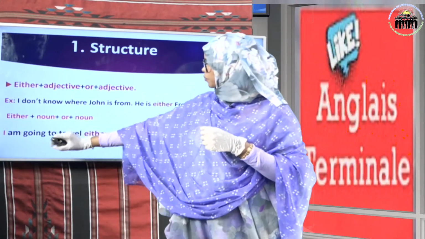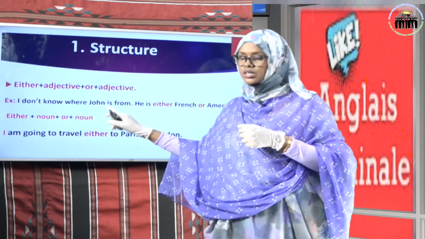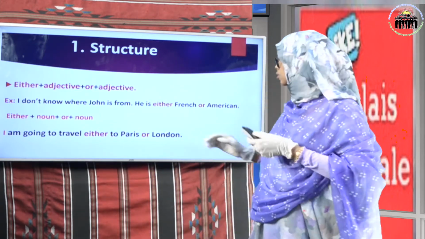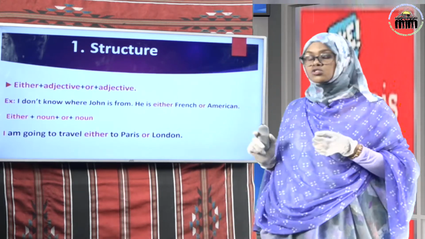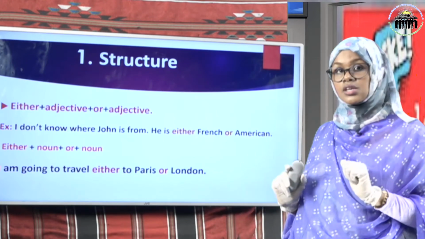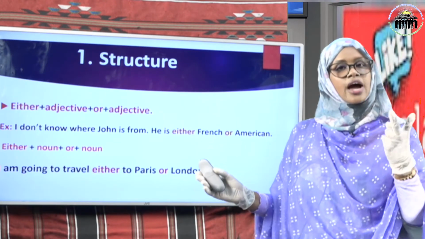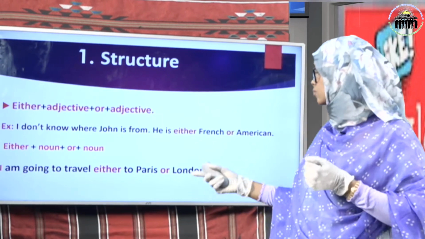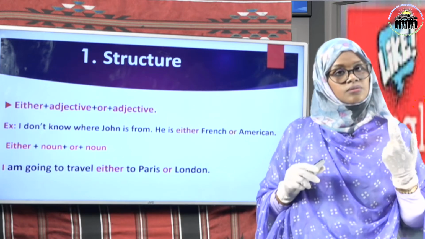Look at the second one. Either plus noun plus or plus noun. Here's another structure. I'm going to travel either to Paris or to London. See, I have two choices. I'm going to travel, but I have two places to go. I can go to Paris or I can go to London. Two options.